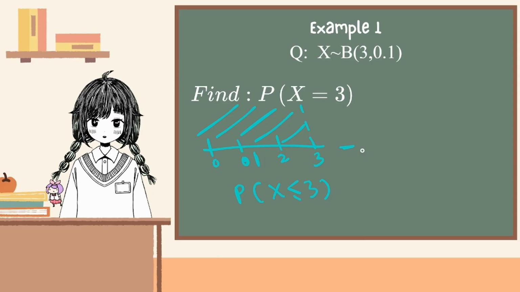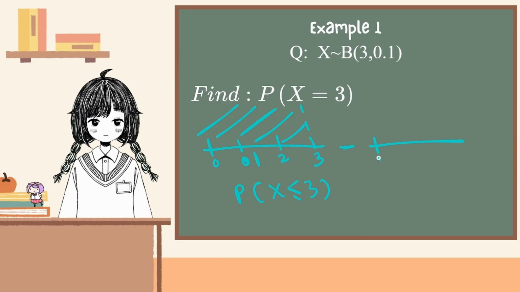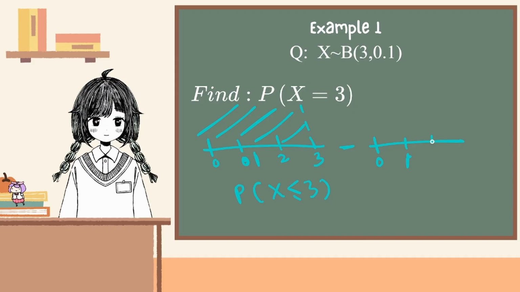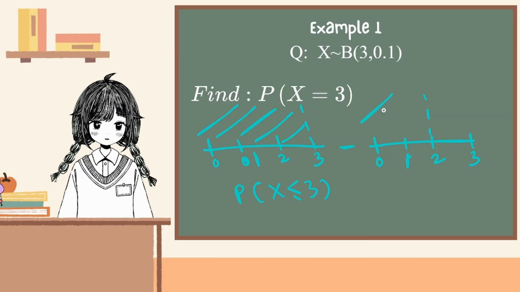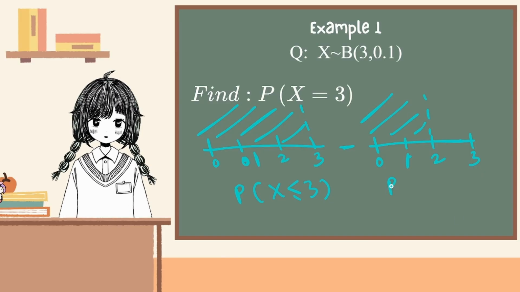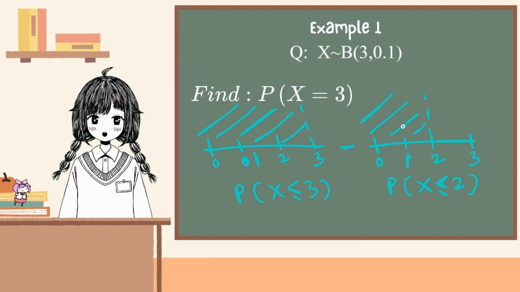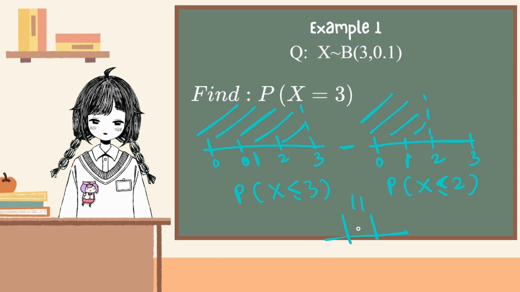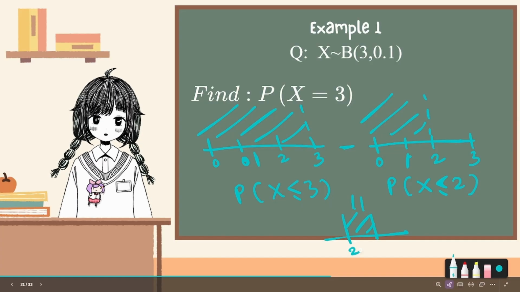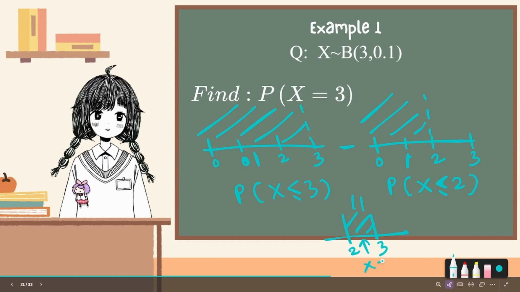So we minus, and to remove this, it will be P(X ≤ 2). Can you imagine, if we take the 3 minus the 2, it will result in only having this part between the 2 and 3, and this is X equals 3.